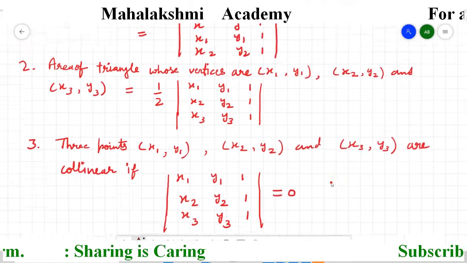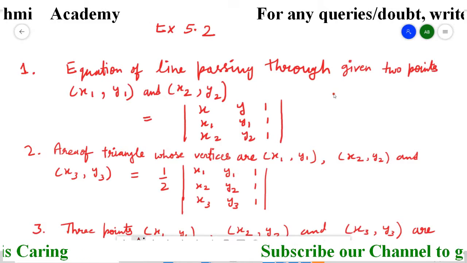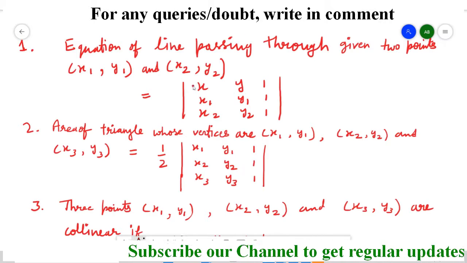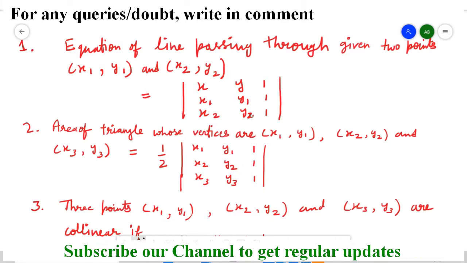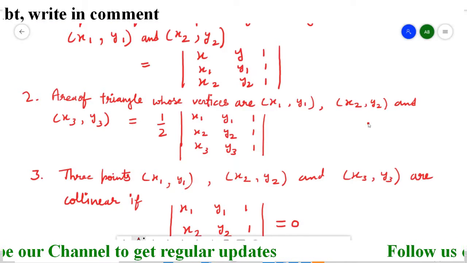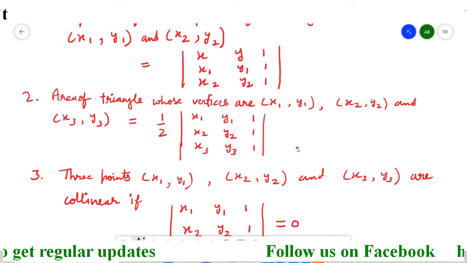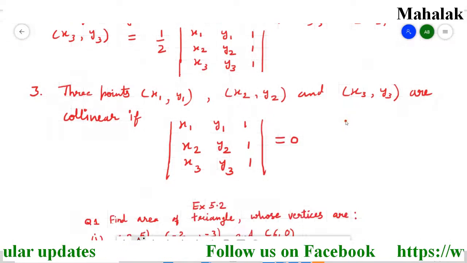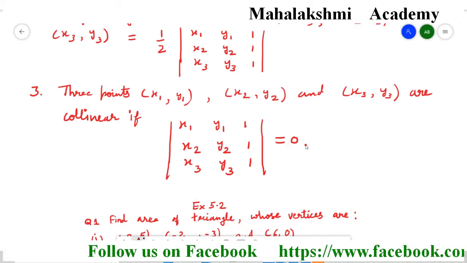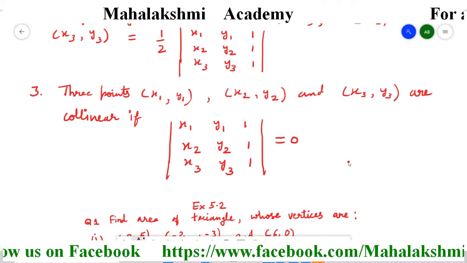So these three formulas are what we are going to use. The first formula is the equation of a line passing through two given points. In that, the first row is the variables x and y and 1, then the first point and the second point. Then the area of the triangle formed by joining 3 points whose coordinates are available: the first point, then the second point, third point, and 1, 1, 1 you have to write extra. And for whether the 3 points are collinear or not: if the determinant is equal to 0, then the points are collinear, and if the determinant is not equal to 0, then the points are not collinear.